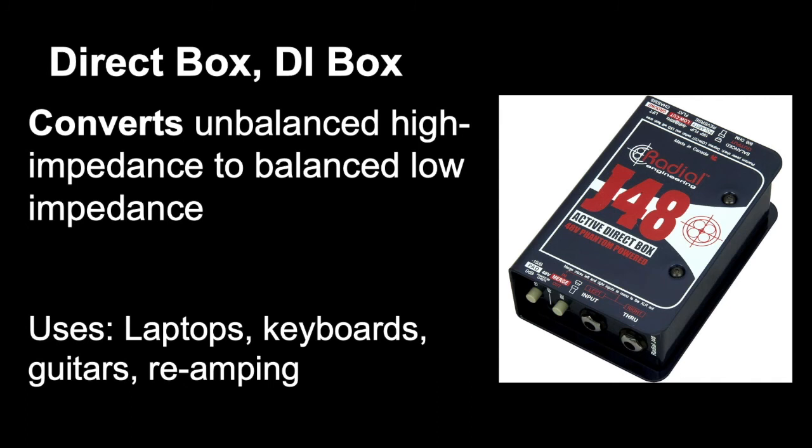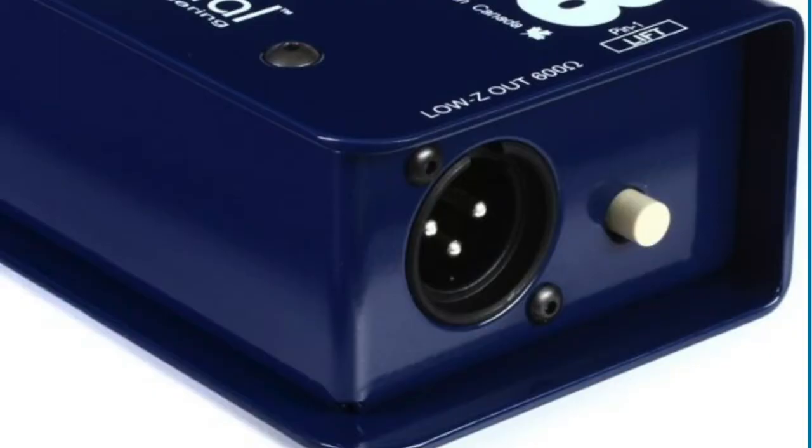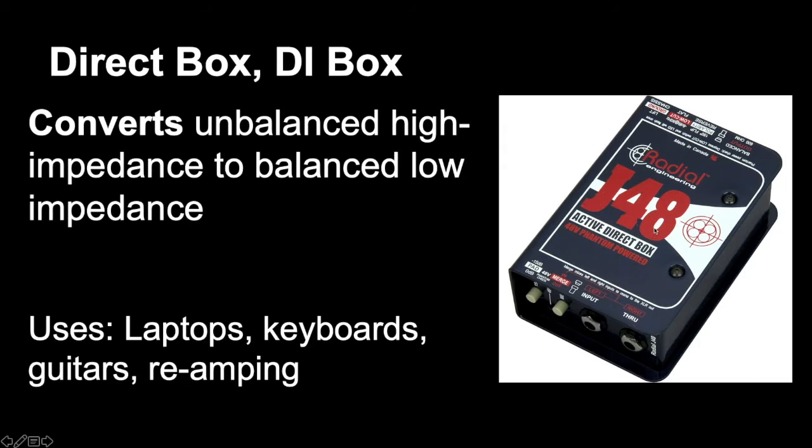So we want to do that low impedance because we want to be able to run long cable runs and not lose the high end. So we plug in the input, and out the back of here would be the XLR cable, and that would then convert it to low impedance. So the box is doing some magic to convert it from unbalanced high impedance to low impedance balanced. Notice it has a through, so we can continue on with that.